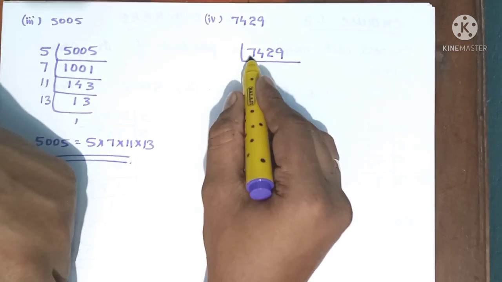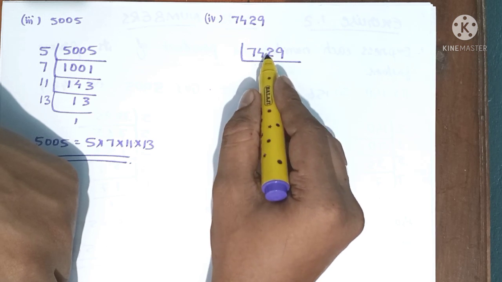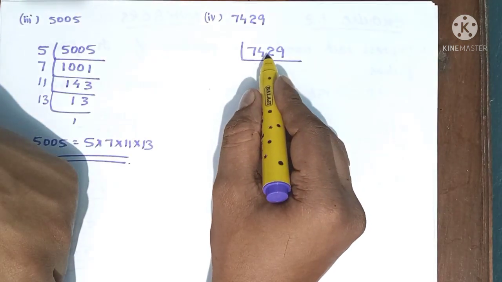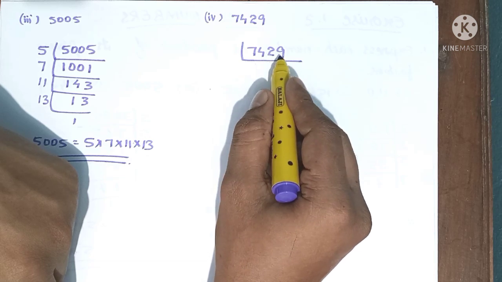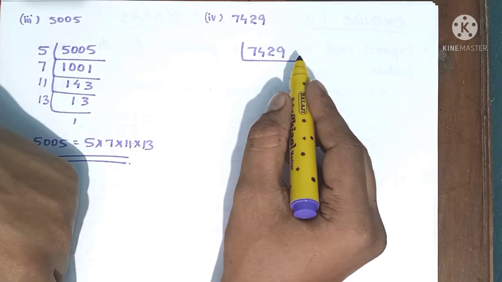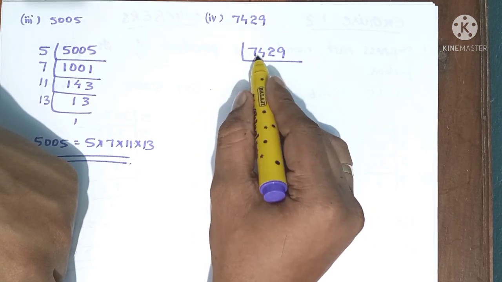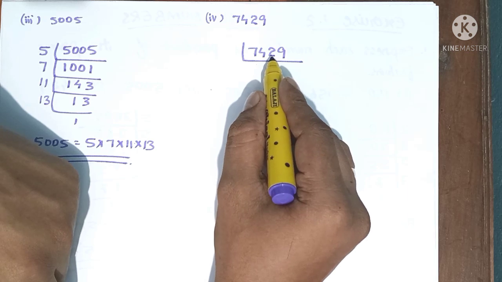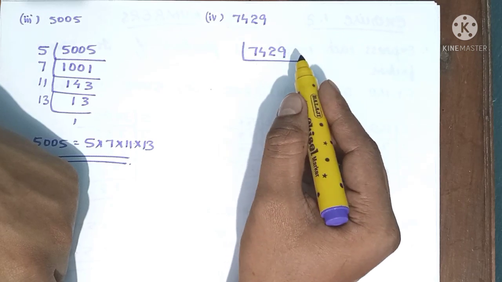Next one is 7. We will try with 7. 1 into 7, 7 into 42. 5 7s are 35. No, 6 7s are 42. Remaining 9. So 7 is also not possible. Next one is 11. 6 into 11 is 66. Remaining 8, in 82, 7 11s are 77. And remaining 5, in 59. So 11 is also not possible.